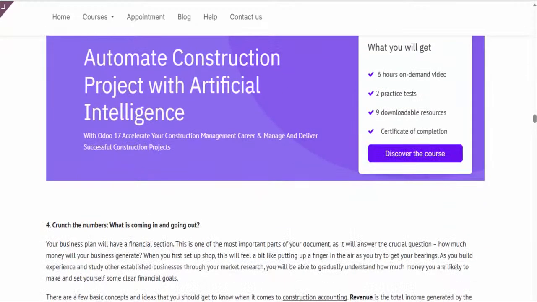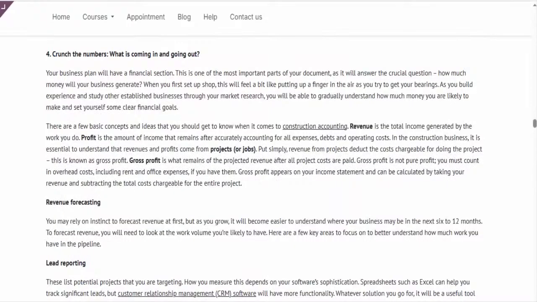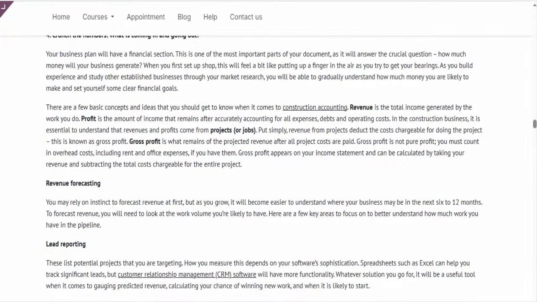4. Crunch the numbers. What is coming in and going out? Your business plan will have a financial section. This is one of the most important parts of your document, as it will answer the crucial question, how much money will your business generate? When you first set up shop, this will feel a bit like putting up a finger in the air as you try to get your bearings.